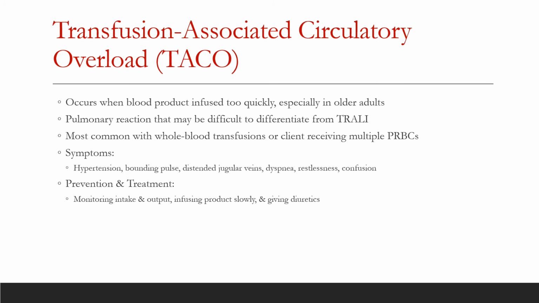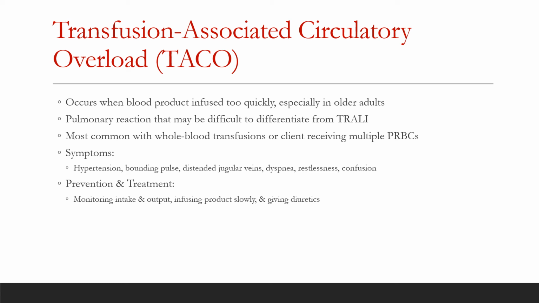Transfusion-associated circulatory overload, also called TACO, or circulatory overload in general. This occurs when blood products are infused too quickly for the client to compensate for, and this is especially more common in older adults. This may become a pulmonary reaction. It may be too difficult to differentiate from TRALI in these cases. Most common type of reaction with whole blood transfusions or clients receiving multiple packed red blood cell components.